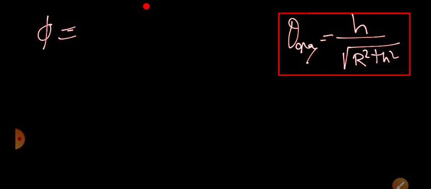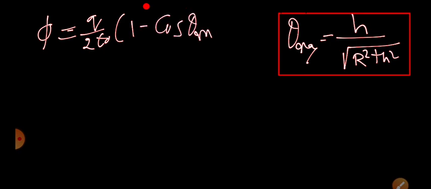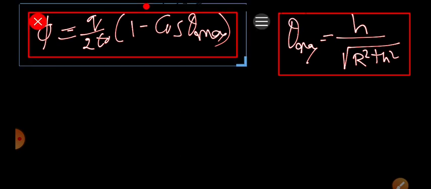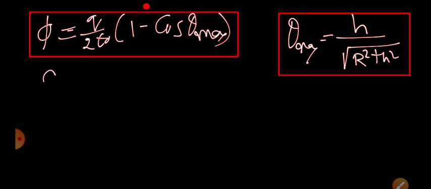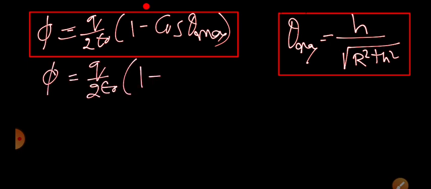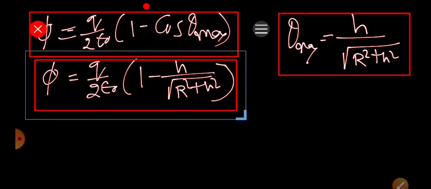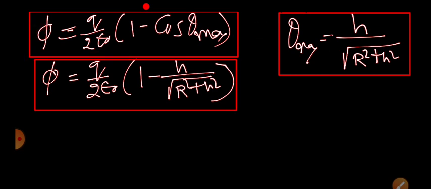So I can write this value, the total flux is equal to q by 2 epsilon naught into 1 minus cos theta max, or this value can also be written as phi is equal to q by 2 epsilon naught into 1 minus h by under root of r square plus h square. This is another equation here. Okay, so now see some special cases.